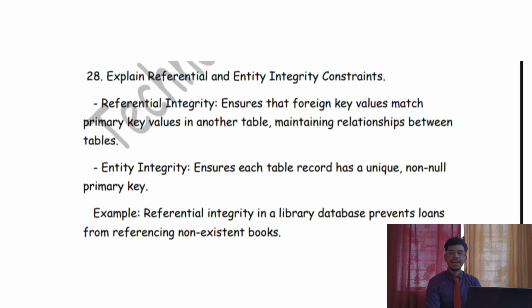Explain referential and entity integrity constraints. Referential integrity ensures that foreign key values match primary key values in another table, maintaining relationships between tables. Entity integrity ensures each table record has a unique, not null primary key. For example, referential integrity in a library database prevents loans from referencing non-existent books.